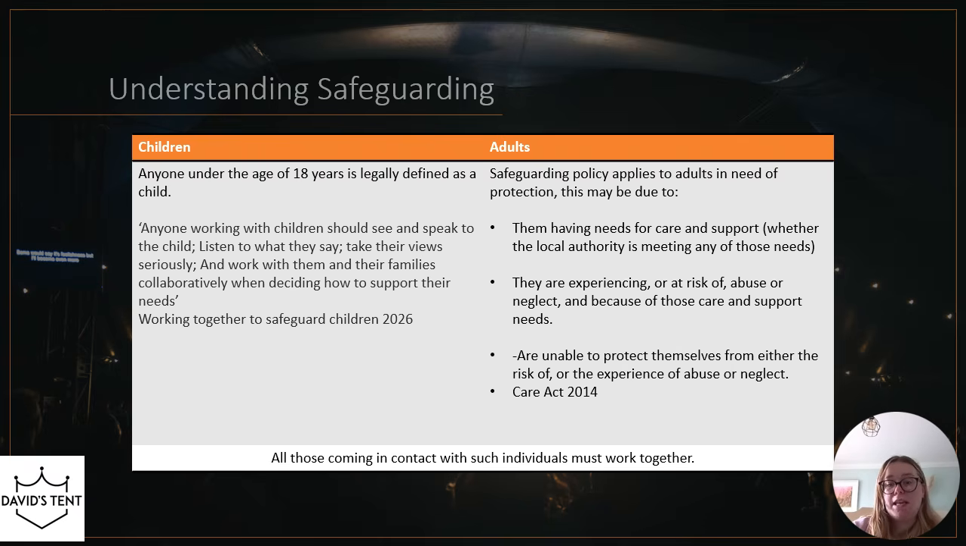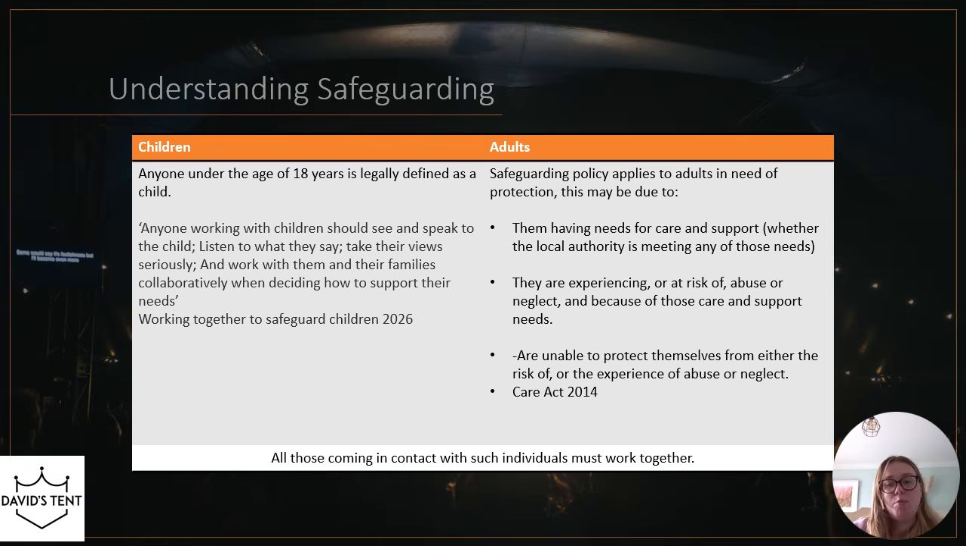It might also be that they're experiencing or at risk of abuse or neglect, and because of those care and support needs, they may be a little more vulnerable to it. The other element might be that they're unable to protect themselves from either the risk of or the experience of abuse or neglect, and that could be for a number of different factors, which we'll explore a little bit later.